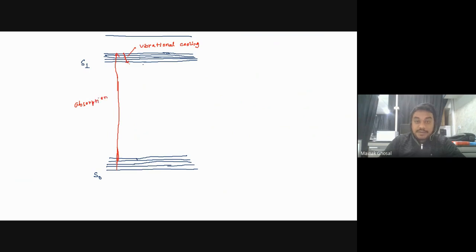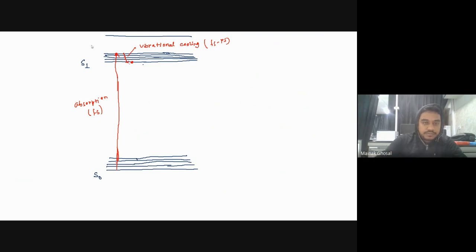What is the time scale for absorption? This is femtosecond. What is the time scale for vibrational cooling? This is femtosecond to picosecond. Under that condition, the molecule in the excited state is here. From here, it is undergoing vibrational cooling and coming here. So this is called vibrational cooling.